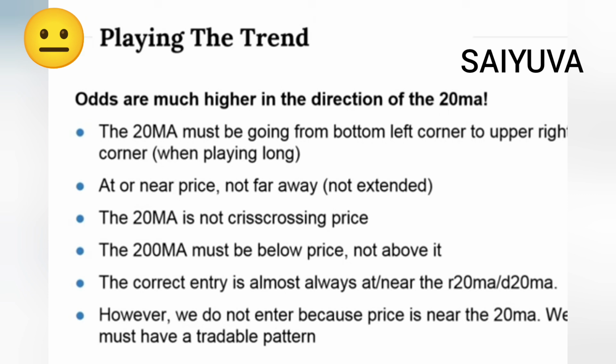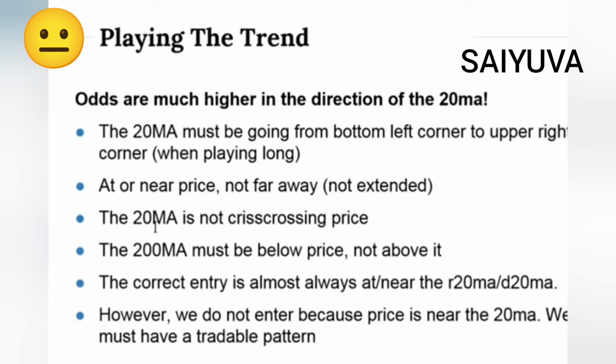As I said, when it starts to accelerate, that's not 45 degrees anymore. That's more like 70 degrees. Then it becomes not sustainable, and that's when you can look to fade it, to play against it, to play short, when the stock goes climactic. Now, the odds of a successful trade are significantly higher when playing in the direction of the 20 MA. Odds are significantly higher when you play in the direction of the 20.